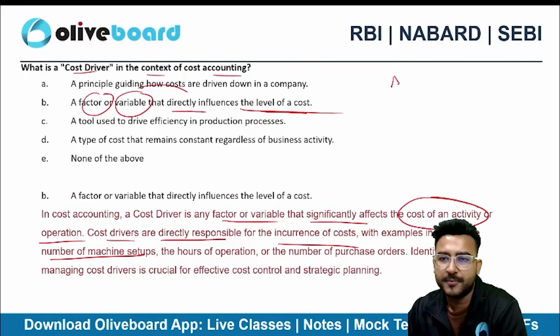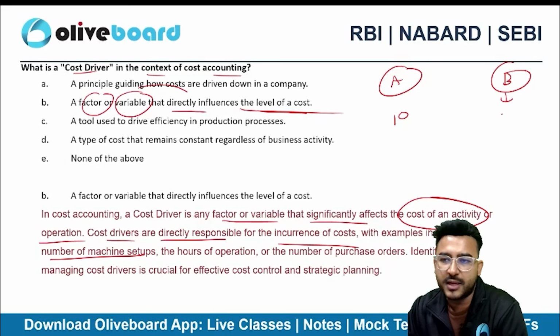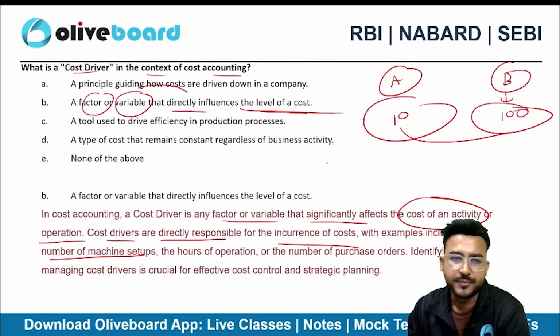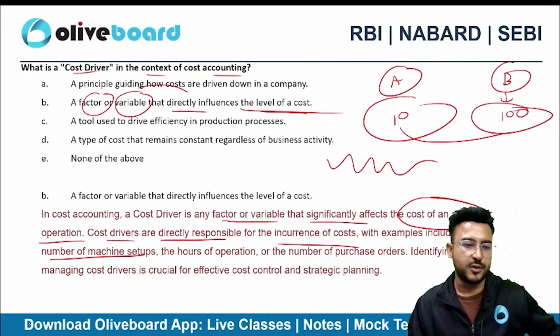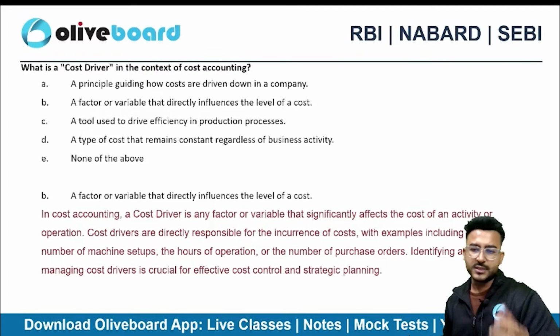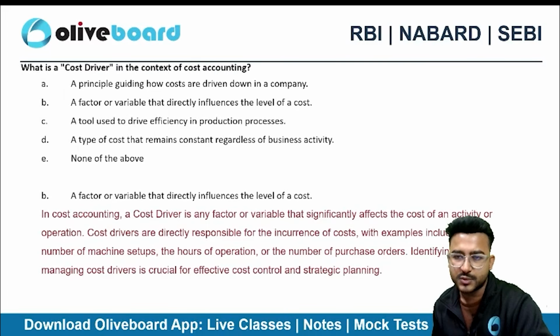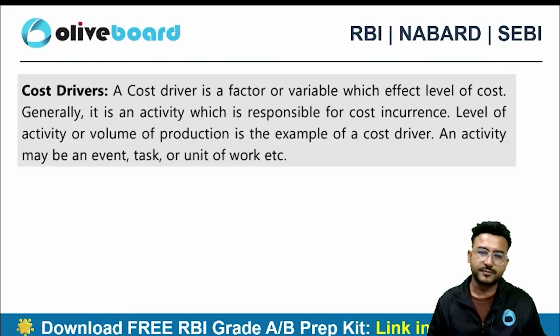For example, product A requires 10 setups, whereas product B requires 100 setups. So I can say that it directly impacts the cost levels. They are directly driving the cost. That's why we call them cost drivers.